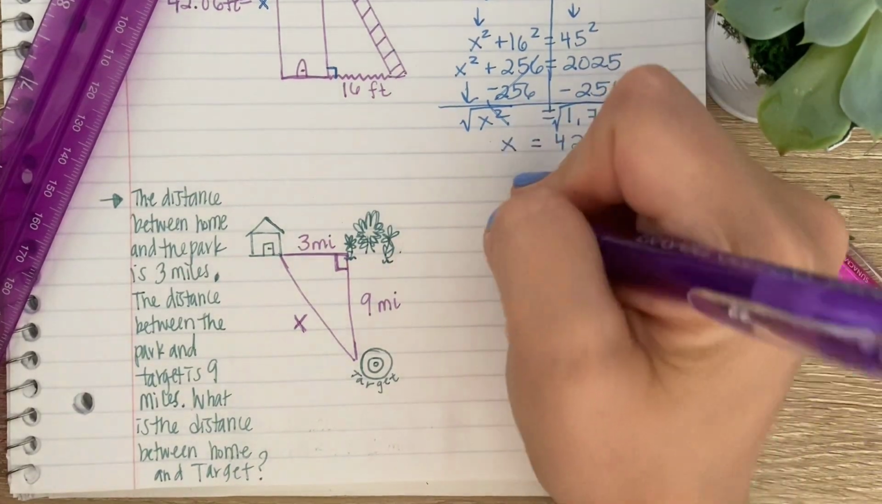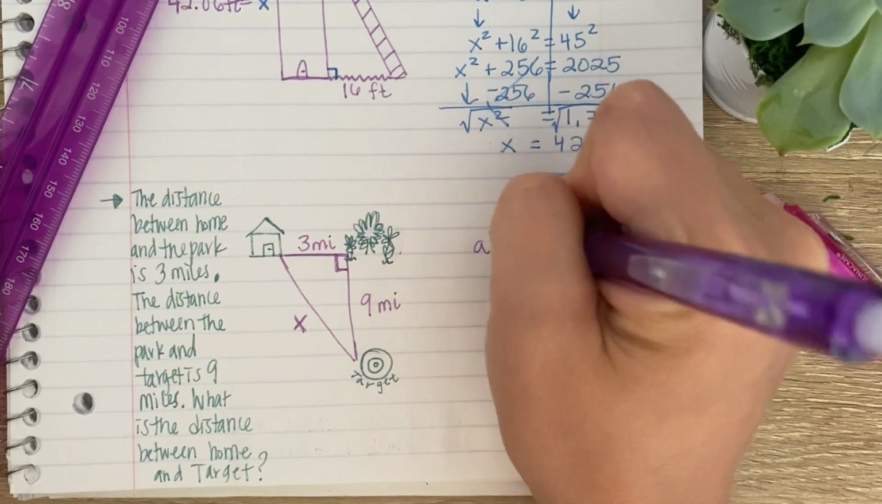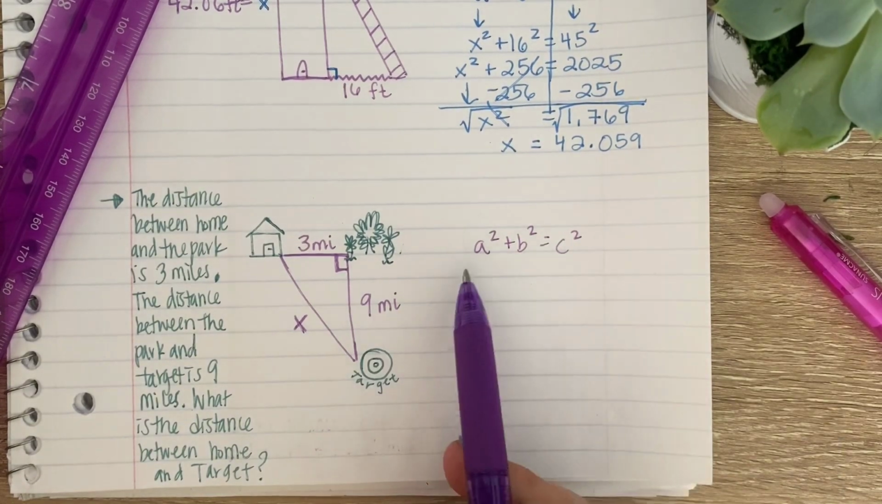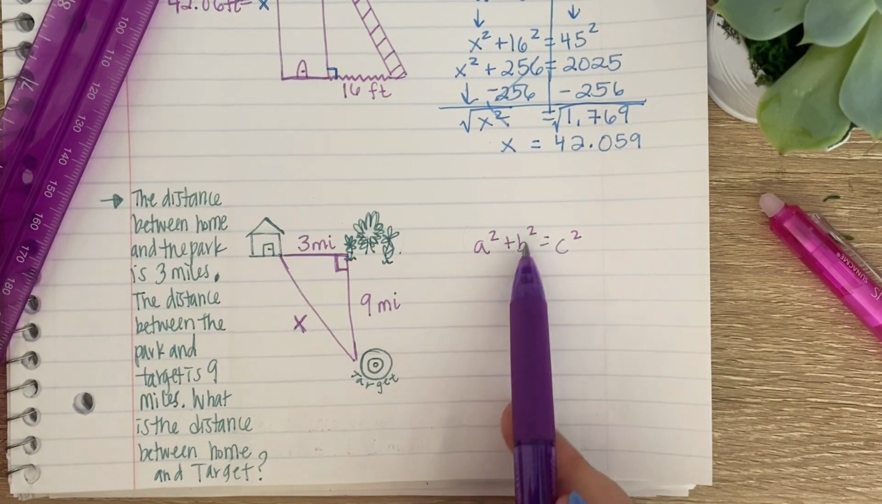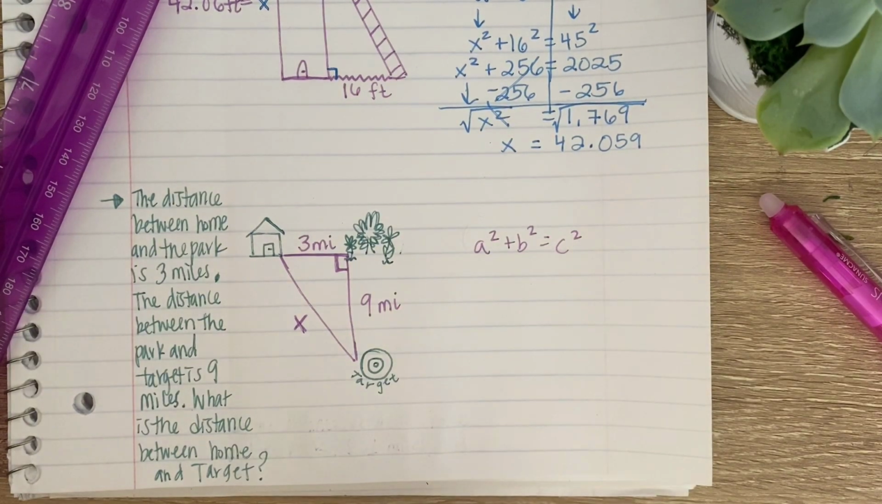So I'm going to go ahead and write down our formula. Here we have a squared plus b squared is equal to c squared. I just used those variables, but remember, what this essentially means is leg squared plus leg squared is equal to the hypotenuse squared. So that's what that is in words.